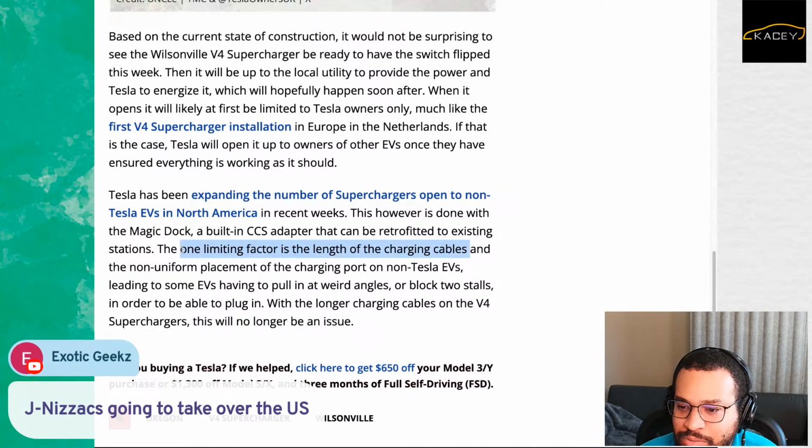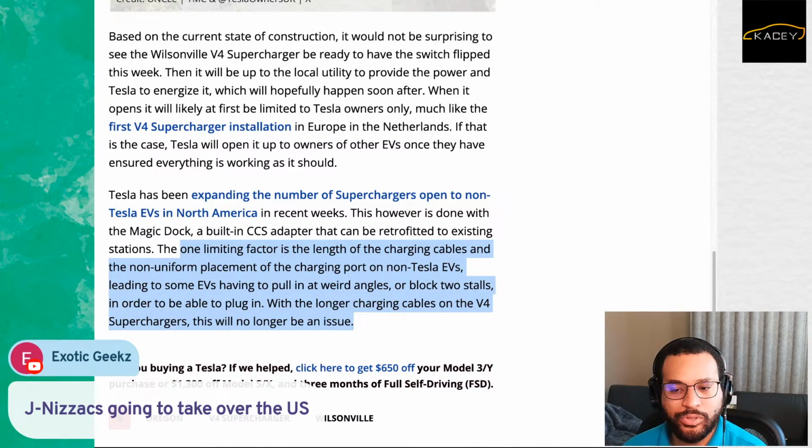The one limiting factor is the length of charging cables and the non-uniform placement of charging ports on non-Tesla EVs, leading to some EVs having to pull in at weird angles or block two stalls in order to plug in. With the longer charging cables on V4 superchargers, this will no longer be an issue. Yeah, it'll make it a lot easier on Cybertruck, which is pretty much the furthest that a Tesla can be from the charge port to the pedestals. Then it'll make stuff like the F-150 Lightning and all of the Hyundai group, because theirs are on the opposite side of the car, easier to deal with.